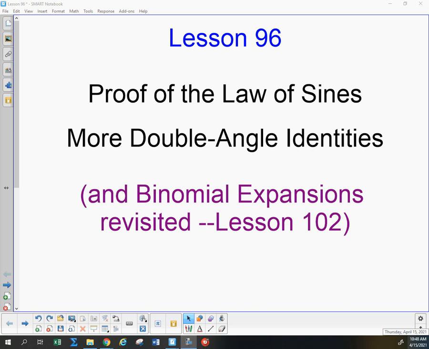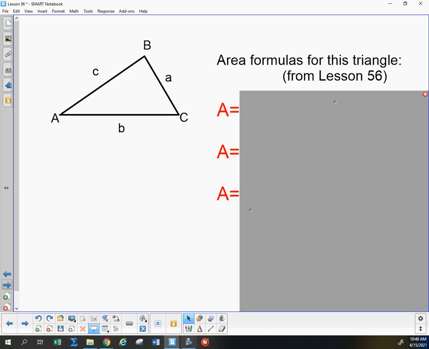So lesson 96, several different topics. Let's start off today by proving the law of sines. And to do that, we are going to use the area formulas that we have learned this year for finding the area of a triangle.